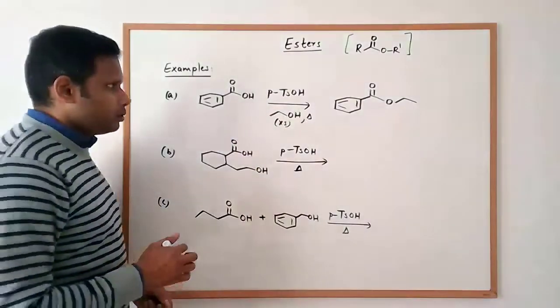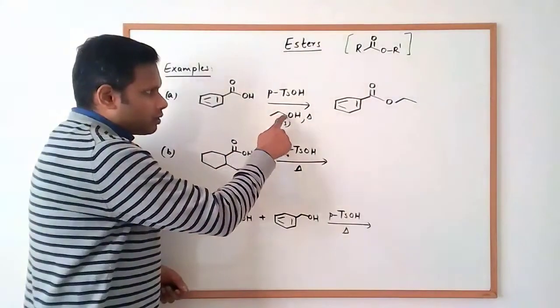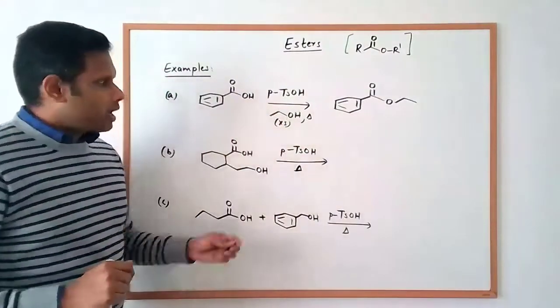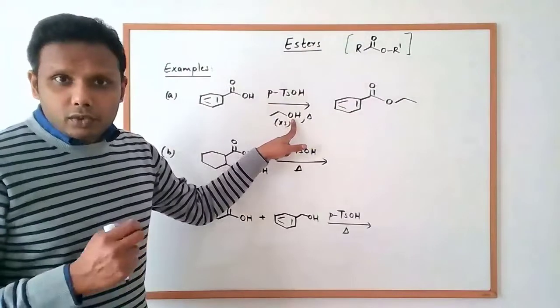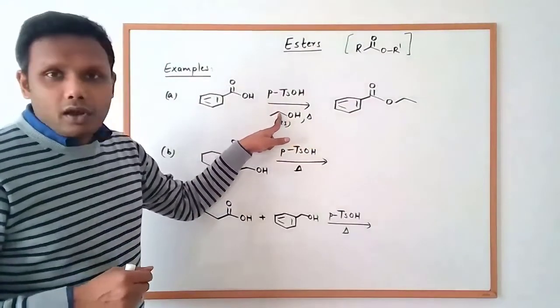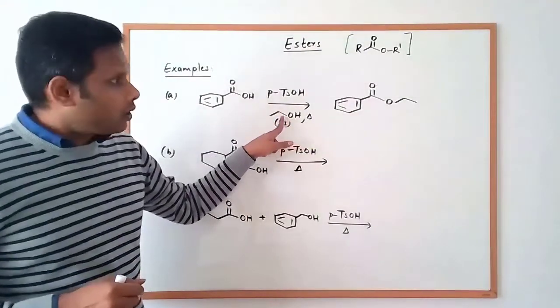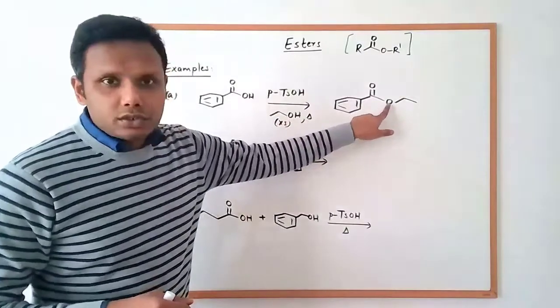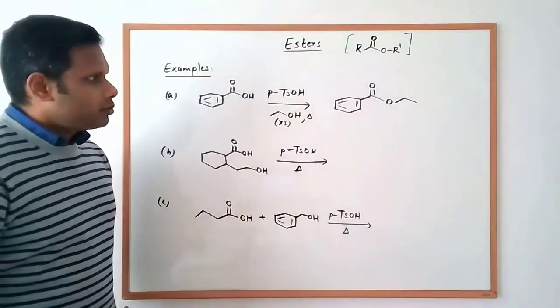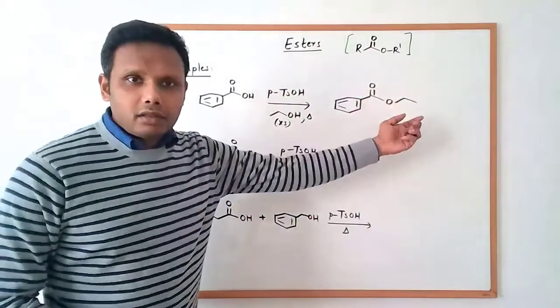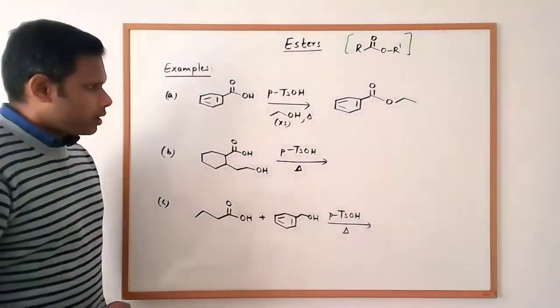Important point to note though is that you want to maintain the connectivity in your alcohol. The carbon that's connected to the oxygen in your alcohol, or the alpha carbon in your alcohol, must connect to that oxygen in the ester, but that would be the product that we would get. So that will be ethyl benzoate. That would be our product.